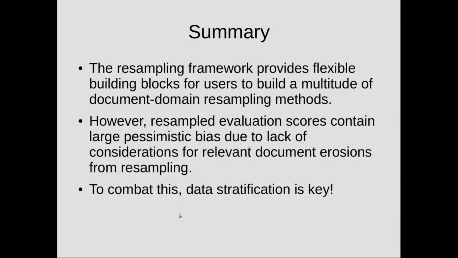Alright, so here's a short summary of the things we have talked about. The current state of the resampling framework is that it does provide flexible building blocks for users to build different document domain resampling methods, and you can also use it to build more involved methods such as nested cross validations, and nothing will really stop you from doing that. However, the resampled evaluation scores do contain large pessimistic bias, and this is due to the lack of considerations for relevant documents being eroded during the resampling process.